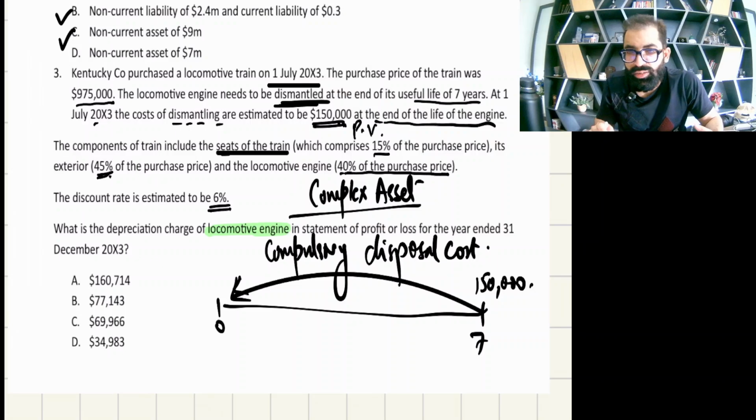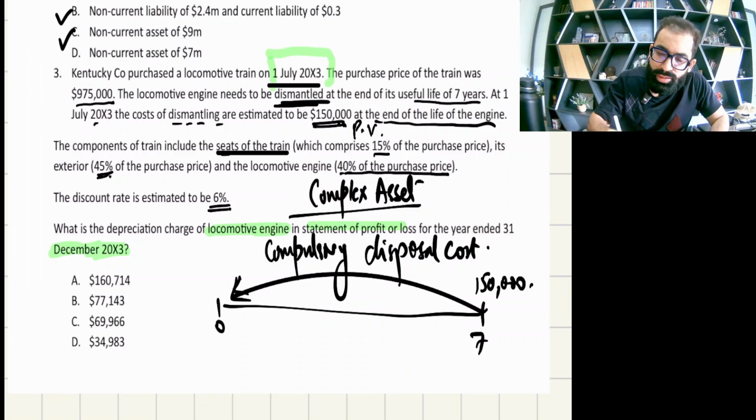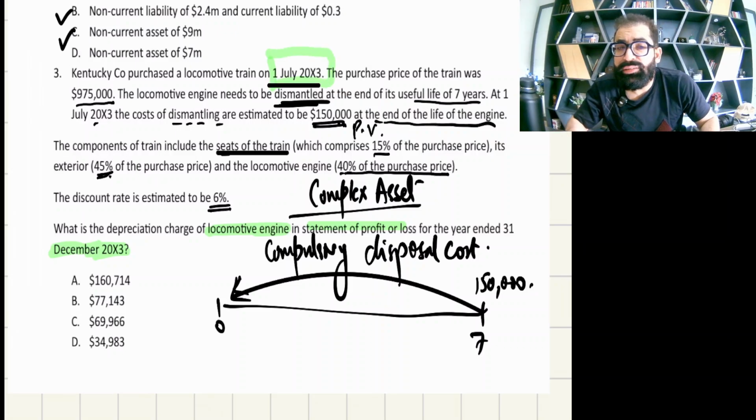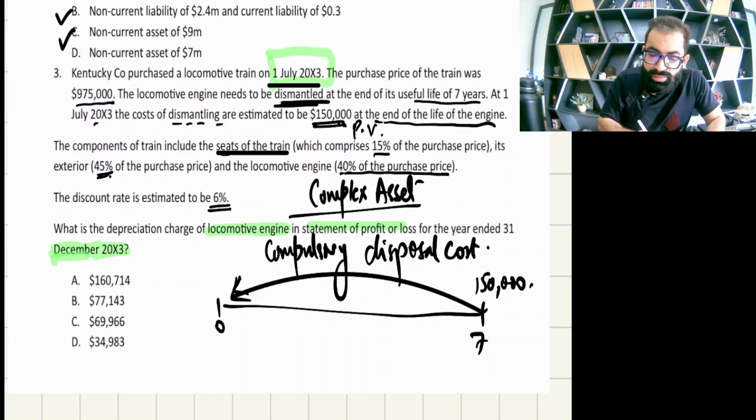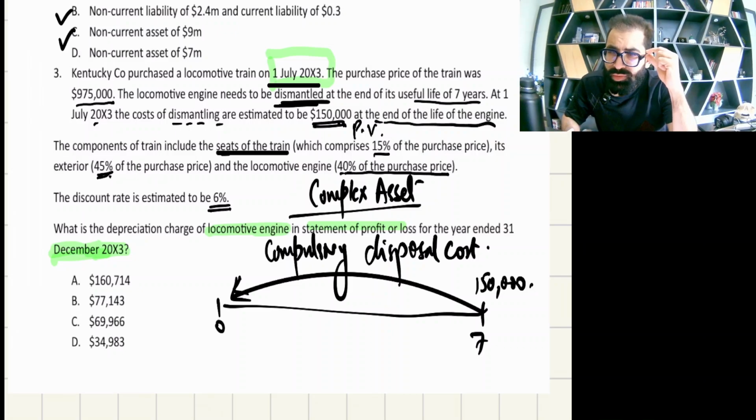Only the locomotive engine, in the statement of profit and loss for the year ended 31st December X3. Very lot of dodge, this is a question of mixture. See, your buying date is 1st July X3, and your accounting period end is 31st December X3, just after 6 months. That means this time you need to book only 6 months depreciation. Now, be strong, stay strong, and focus on the class.